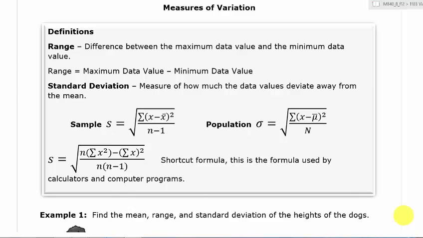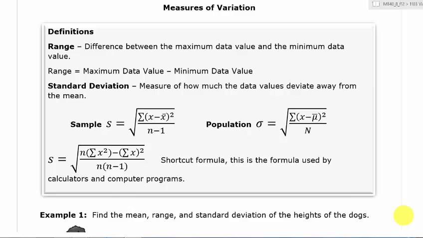In this video, we're going to talk about two different measures of variation. The first one that we're going to talk about is the range, and this is the difference between the maximum data value and the minimum data value. So to calculate the range, we take the biggest or the maximum data value minus the smallest or the minimum data value. This just gives us a very general idea of how spread or how far apart our data are.